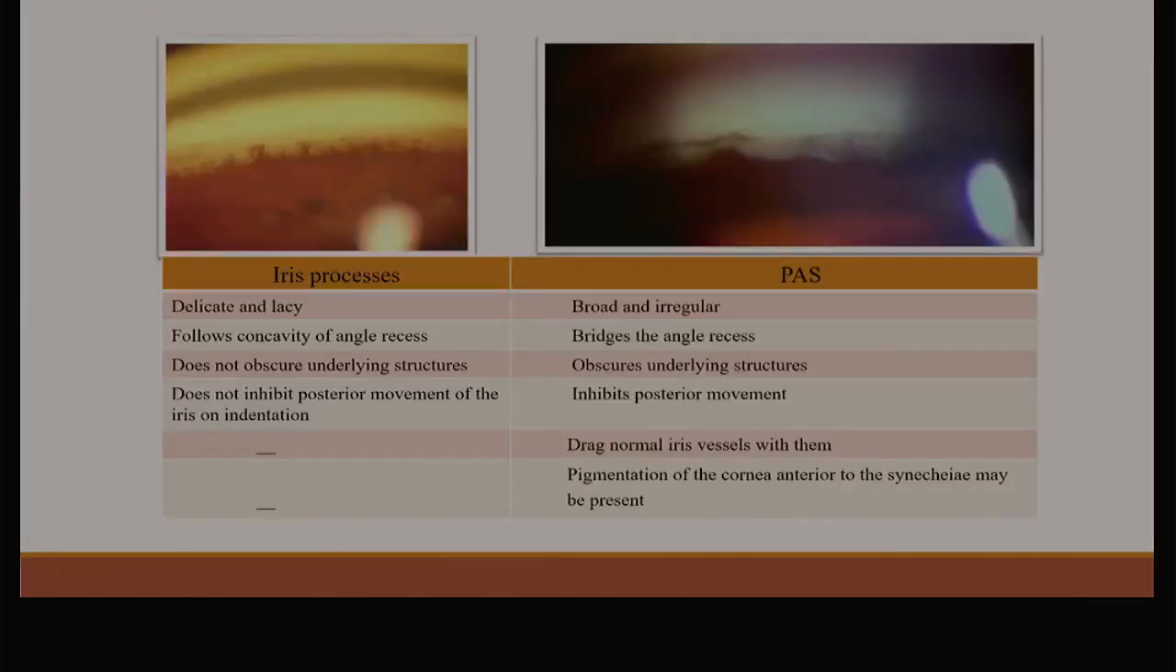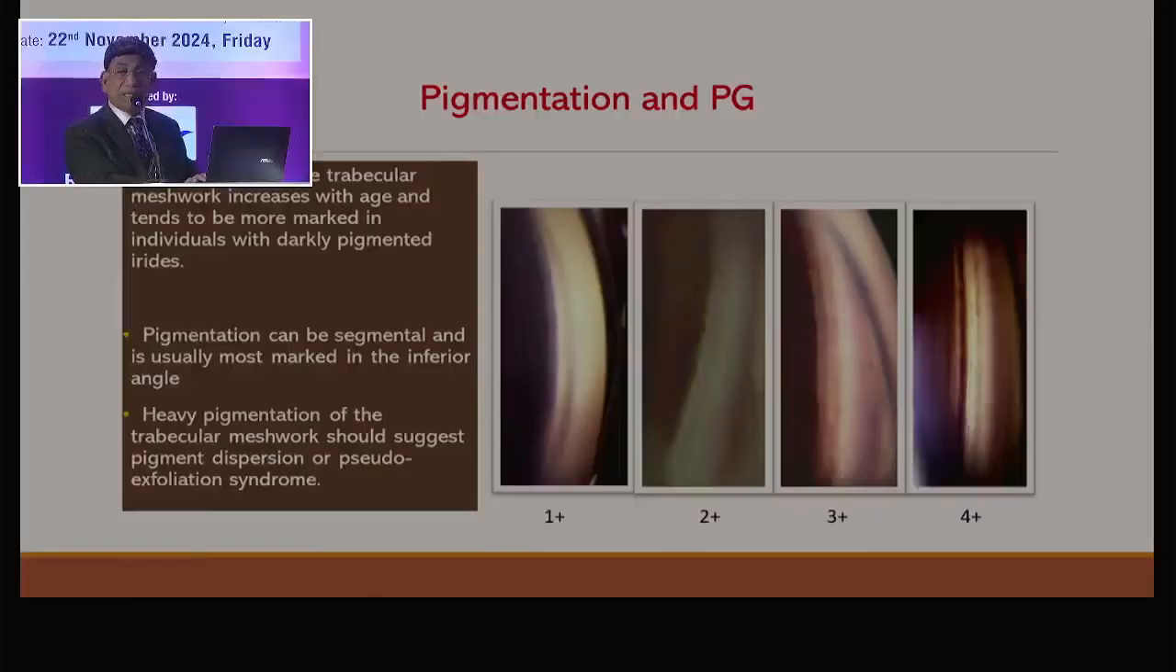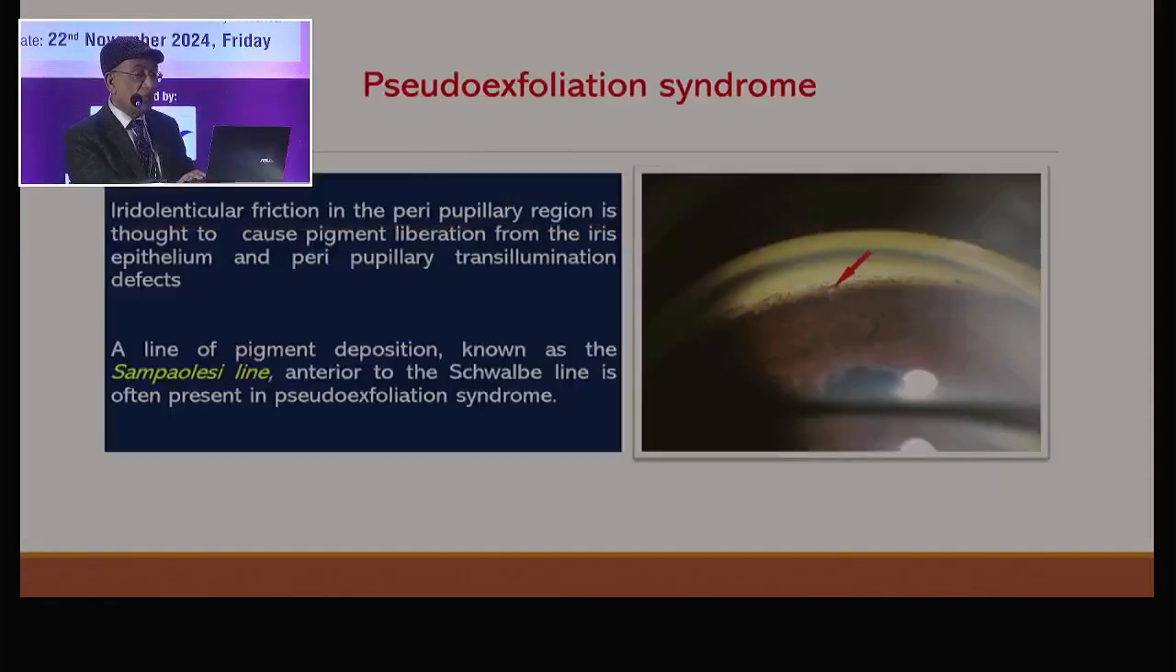Now, because of time, I will go quickly. Iris processes, sometimes you see them, they are physiological, but they should not be mistaken for peripheral anterior synechiae, which are very broad-based. And with practice, you will learn it. You can see pigmentation here, 4 plus, 3 plus, 2 plus, 1 plus. So this is the pigmentary glaucoma you will find like this.